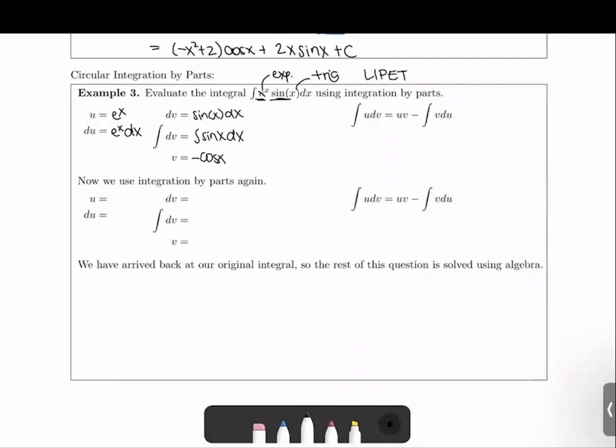So now we are going to rewrite our integral using the integration by parts formula. So we started off with the integral e to the x sine of x dx. And when we multiply u and v, we get negative e to the x cosine of x. And then we rewrite our integral as the integral of v du. So this is going to be negative e to the x cosine of x dx. So the first thing I'm going to do is make that double negative a positive.